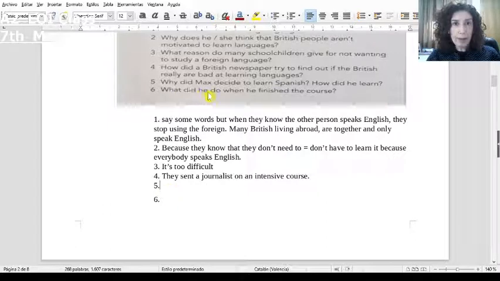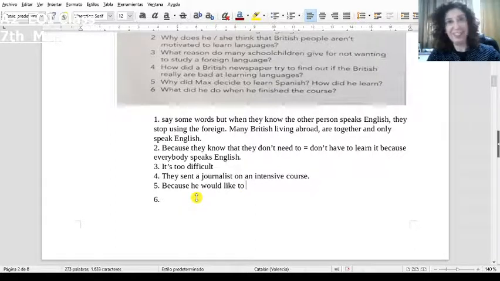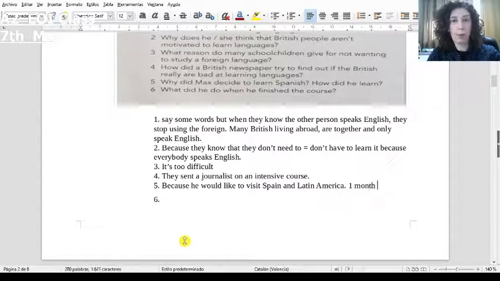Number 5. Why did Max decide to learn Spanish and how did he learn it? Then what's the reason why he decided to learn Spanish? Because he would like to visit Spain and Latin America. And how did he learn it? Well, a 1 month intensive course.